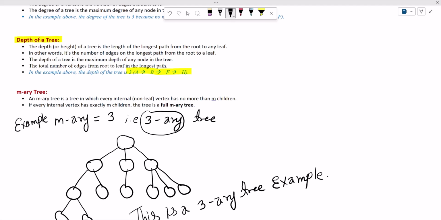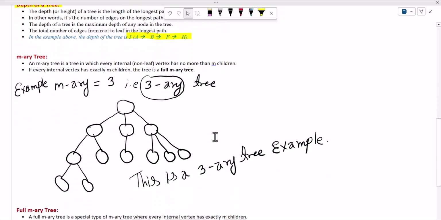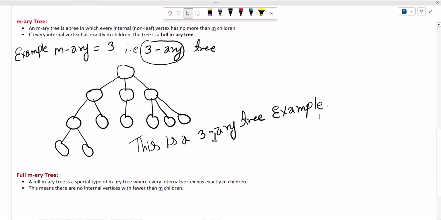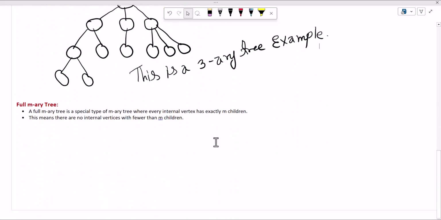Right, so you need to construct it in the exam. After writing the definition of an m-ary tree, you need to draw this tree, a 3-ary example. So now, the full m-ary tree.